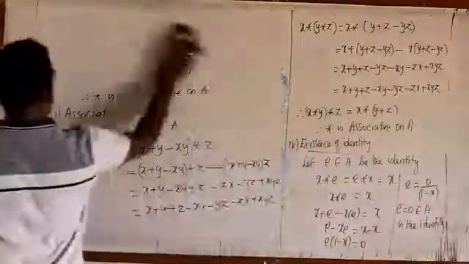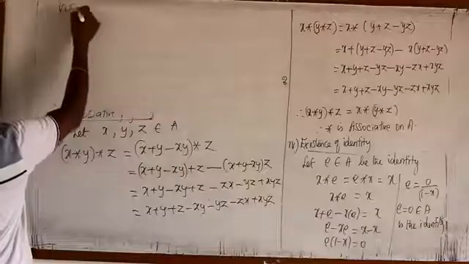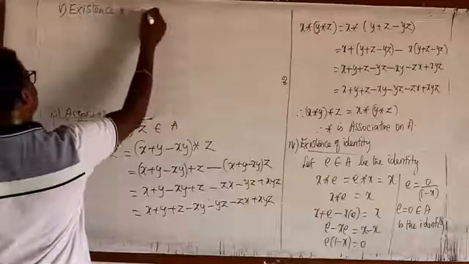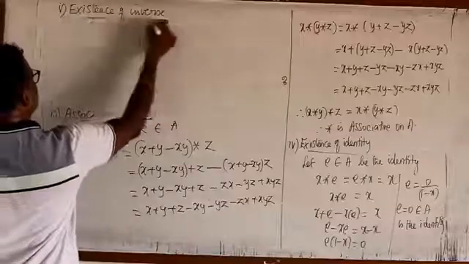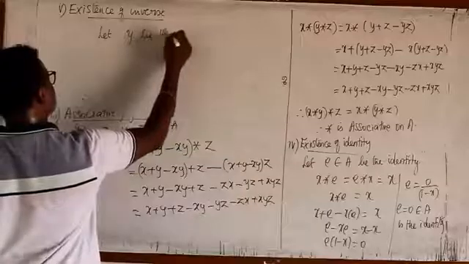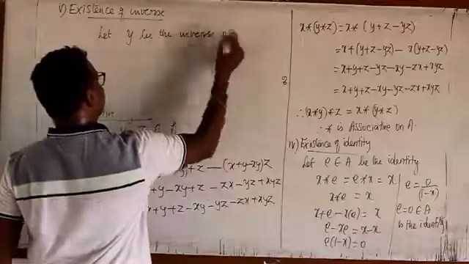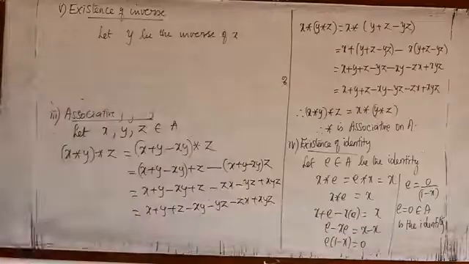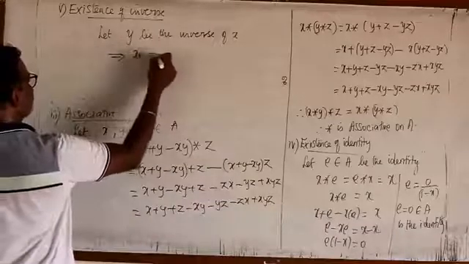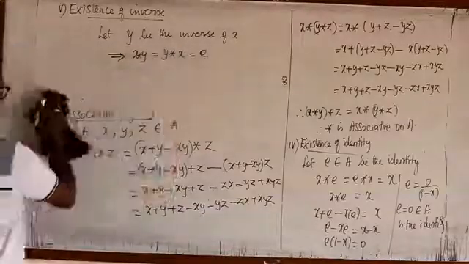Now we shall go for the existence of inverse, the fifth property. Let y be the inverse of x, and take the element y itself as the inverse of x. Then either x star y or y star x will give the answer as identity.